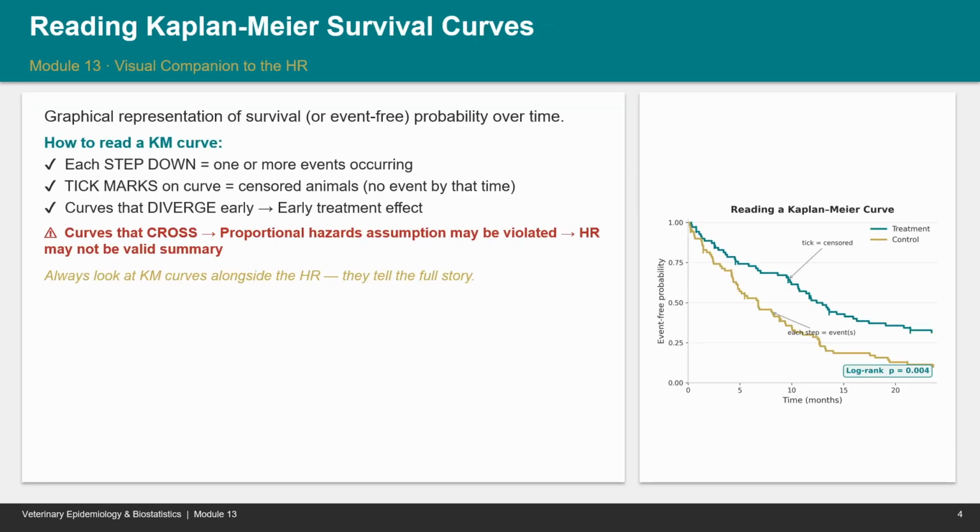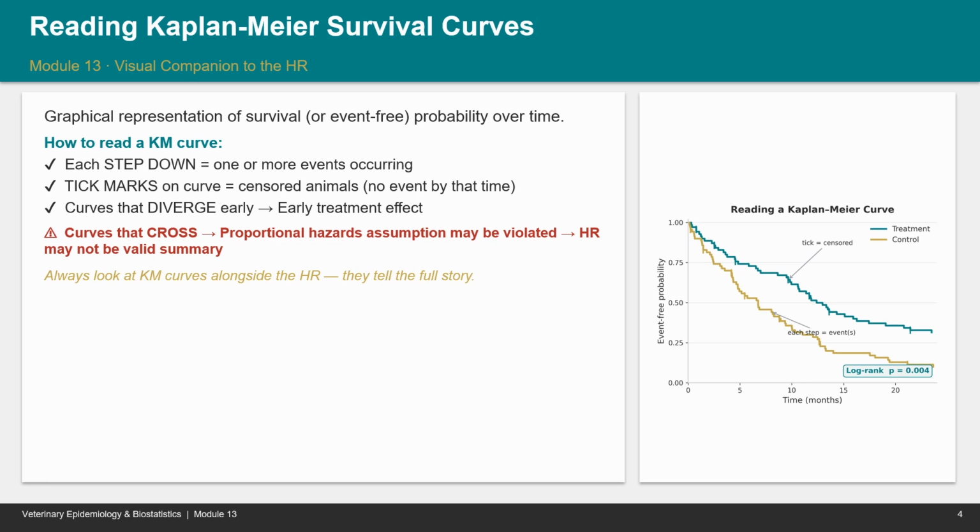Kaplan-Meier curves are the visual companion to hazard ratios. Each step down in the curve represents one or more events occurring. The tick marks along the curve represent censored animals, those that left the study without experiencing the event.